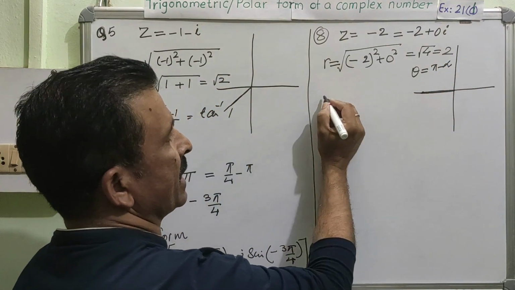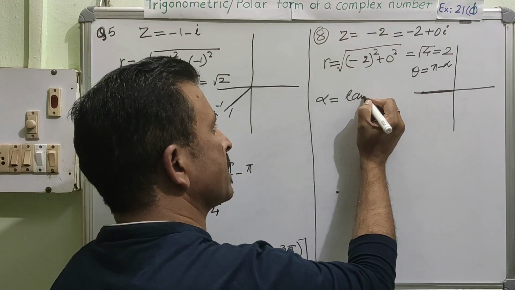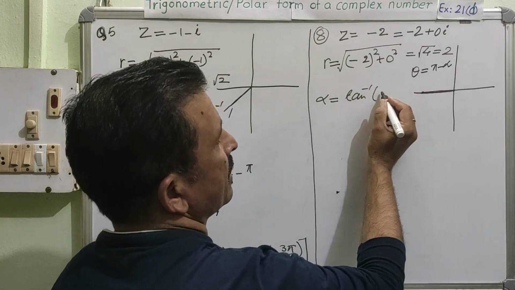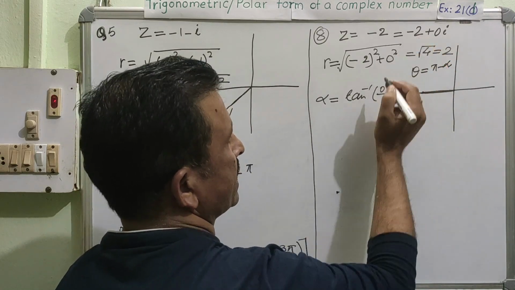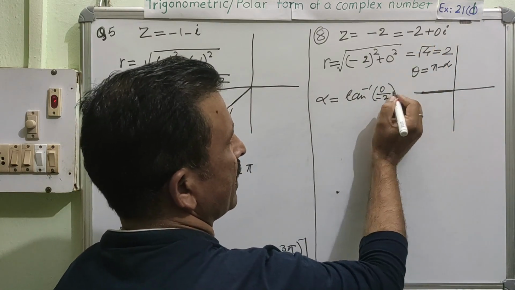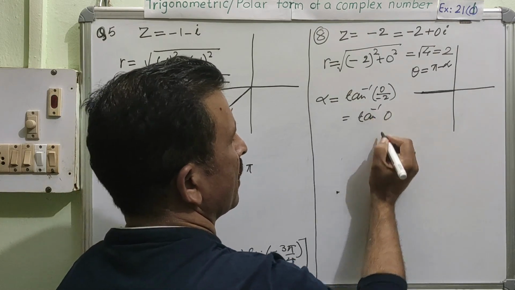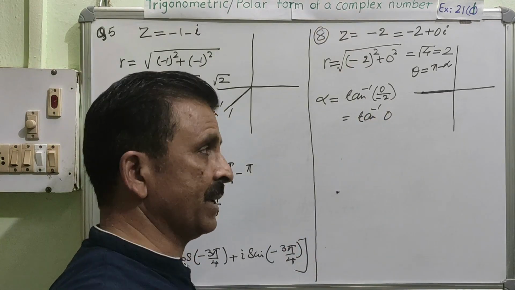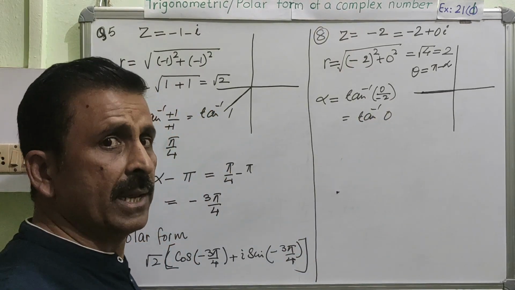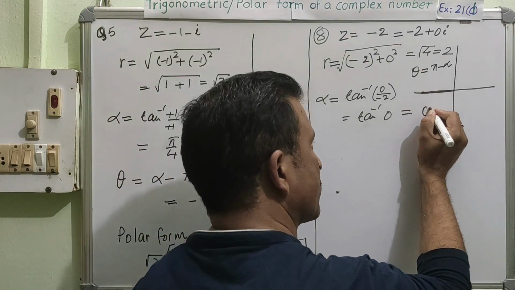Now we are going to calculate the acute angle alpha. Alpha is equal to tan inverse of the modulus of y by x. Y is 0, the coefficient of i, and then x is negative 2. So 0 divided by any number will be 0. So tan inverse 0. Now tan at what degree is the value equal to 0? Obviously tan at 0 degrees only is equal to 0. Therefore alpha is equal to 0.